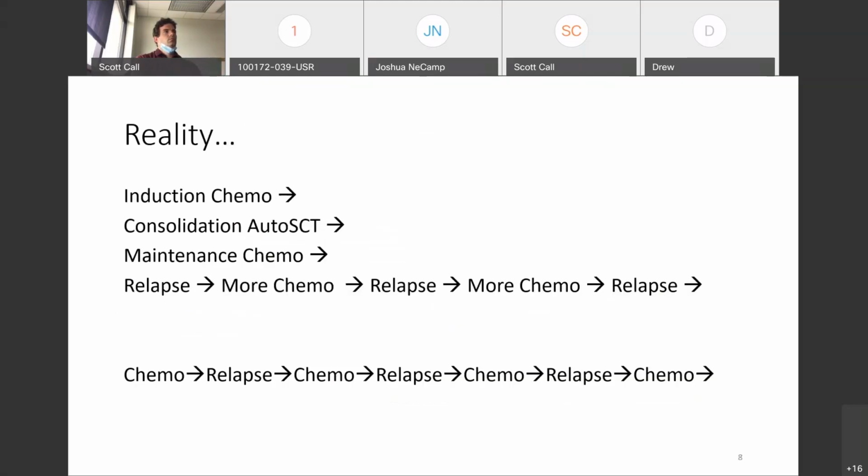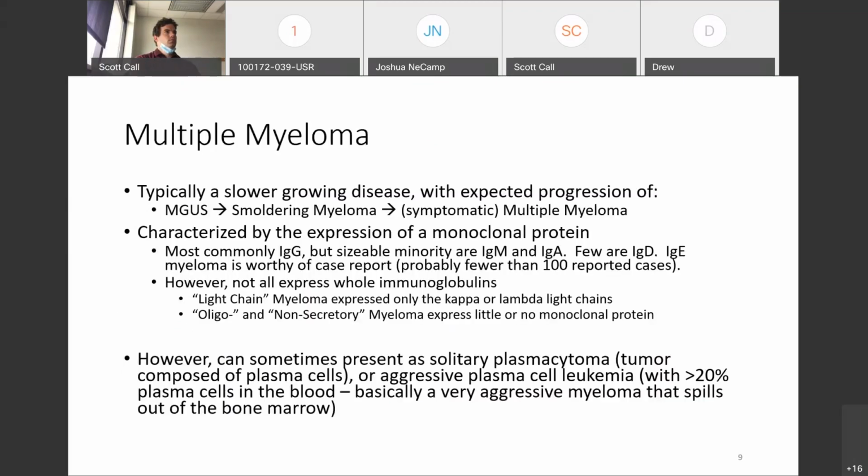The reality is, though, some people get induction chemo, followed by an autologous transplant, followed by maintenance chemo, and then they relapse, and then they get more chemo, and then they relapse, and they get more chemo. There's also a lot of people who never get a transplant. They just go from chemo to relapse to next chemo to next relapse. Many people will end up getting 4, 5, 6 lines of treatment for multiple myeloma, which is part of why the life expectancy is now so long.